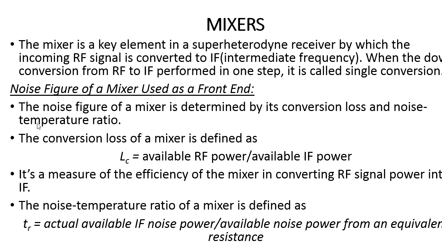And the next part is the mixer. The mixer combines the RF input signal along with the local oscillator signal, and it produces the output called the intermediate frequency. That is what we call a mixer. Whenever it converts from RF to intermediate frequency in one step, we call that a single conversion. And here we need to find the noise figure for the mixer also.